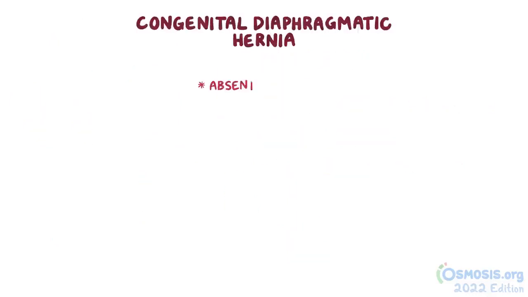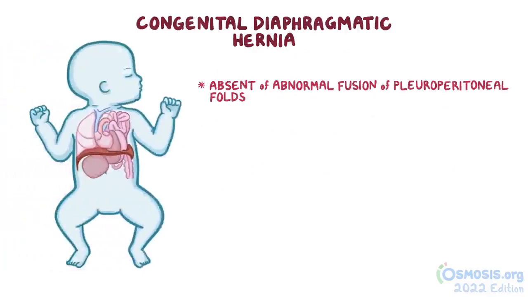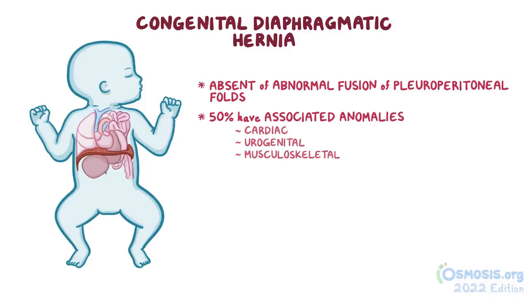Third, congenital diaphragmatic hernia is due to absent or abnormal fusion of the pleuroperitoneal folds during the formation of the diaphragm. This causes the organs in the abdomen to slip into the chest. Around half of the cases have associated anomalies, most commonly cardiac, urogenital, and musculoskeletal. Now, because usually herniation occurs on the left, the lung on the affected side doesn't develop as it should, and it becomes hypoplastic.